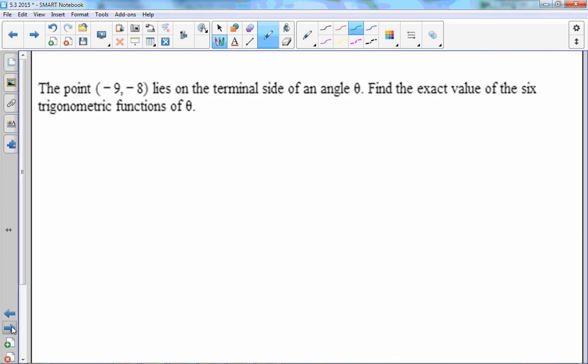All right. Can we skip this one? It's the same kind of problem. Only thing, this one would be in the third quadrant.